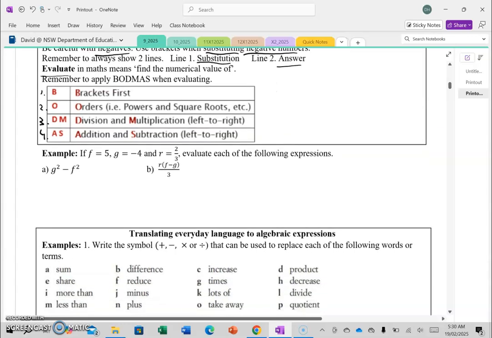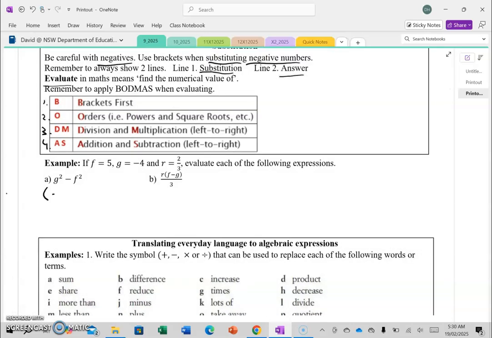Let's go. So this one here, evaluate each of the following. Now, noting that g is negative, I need to put brackets for g, particularly because it's squared. So that's negative 4 all squared. Minus f squared, so minus 5 squared. So negative 4 all squared is negative 4 times negative 4, which is 16. Now this minus 5 squared, just be careful here, that's the same as negative 1 times 5 squared. So 5 squared is 25. You have to do that order before you do the multiplying. So that's 25 times negative 1, which is going to be negative 25. And if you evaluate that, that should be negative 9.